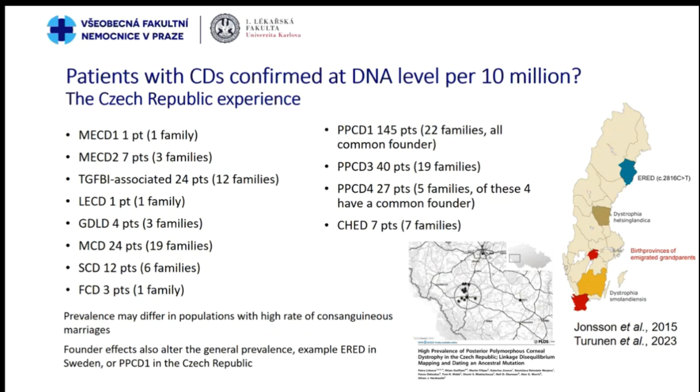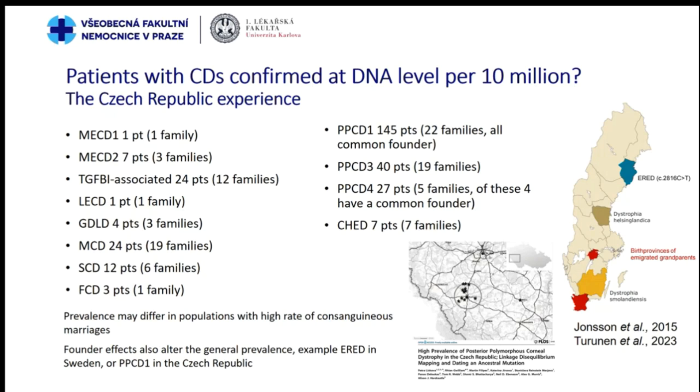So, given that the diagnosis at DNA level is, in my opinion, the most reliable, what prevalence of individual corneal dystrophies can you expect? In other words, how rare are these disorders? We have been collecting patients for a long time in the Czech Republic, which had a population of around 10.5 million inhabitants until the Ukrainian crisis. So our data can be used a little as a model for an outbred population.